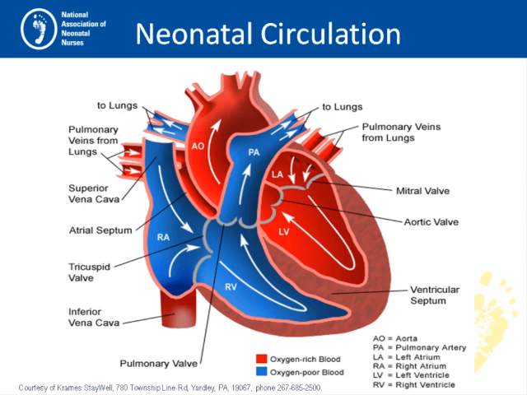The foramen valve functionally closes when pulmonary vascular resistance decreases and systemic vascular resistance increases on the first day of life. The foramen valve anatomically fuses within the first month of life. An increase in atrial pressure can reopen the shunt until it is fused.